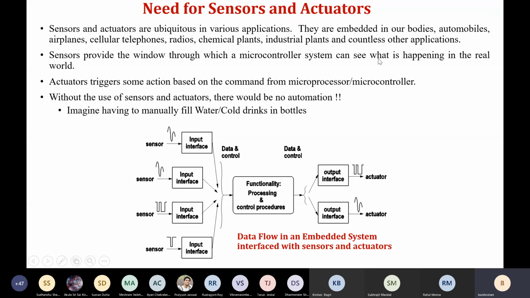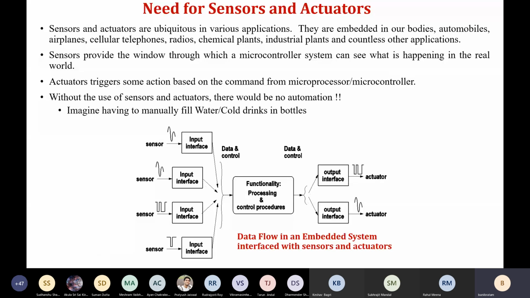Through the sensors, it is sensing or visualizing what is happening in the outside or real world, and those different types of physical quantities are sensed by the sensors, and that sensor data goes to the microcontroller. Then the microcontroller analyzes that data, and based on the analysis it can understand what is happening outside. Similarly, based on the analysis, the controller will decide what type of action it has to do.